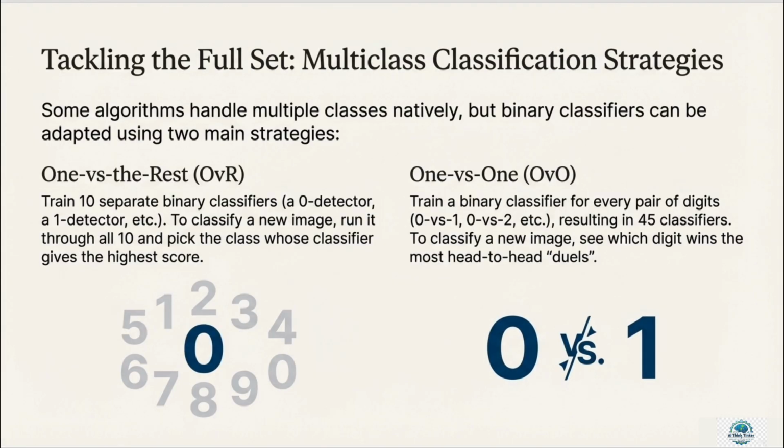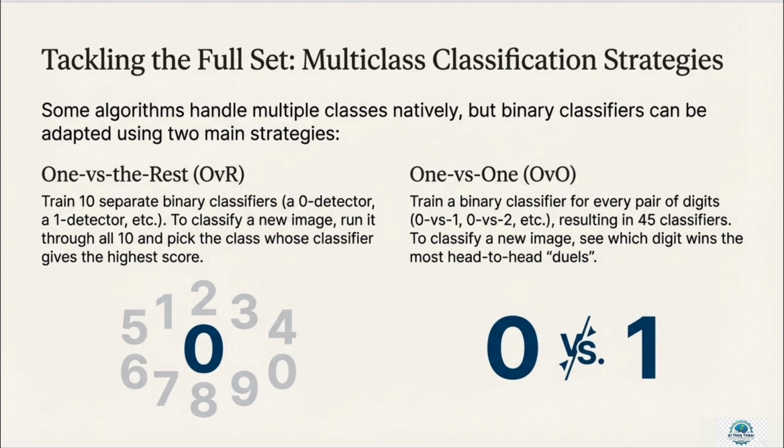To adapt binary classifiers for multi-class problems, we use clever strategies. The two most common are one versus the rest, OVR, or one versus one, OVO. In one versus the rest, we train 10 separate systems, a zero detector, a one detector, and so on. To classify a new image, we run it through all 10. Whichever one screams the loudest, gives the highest score, wins. This is the default for most algorithms.